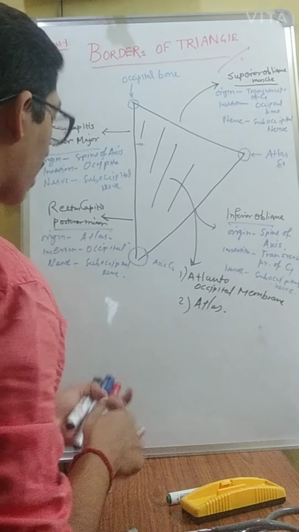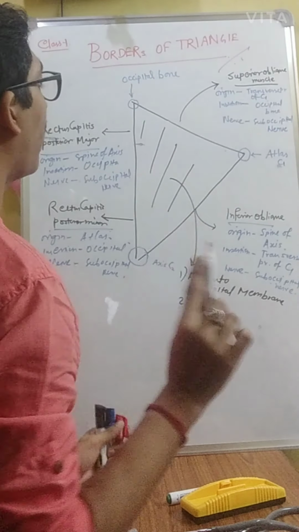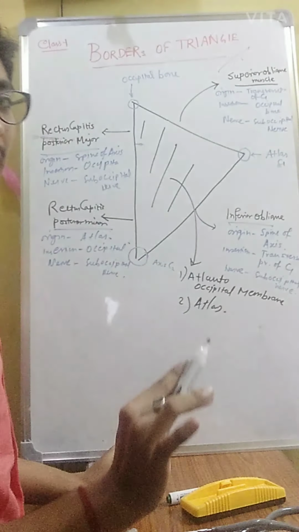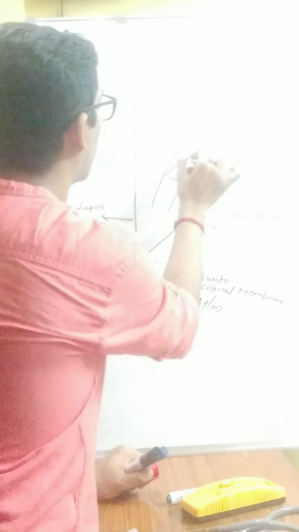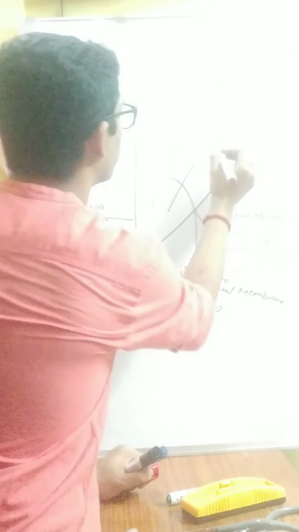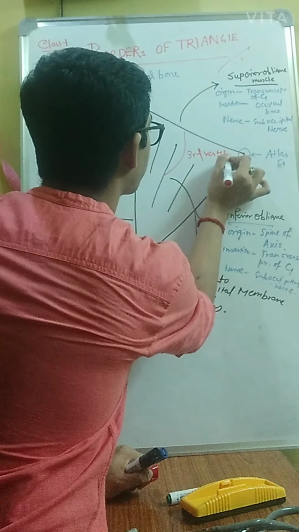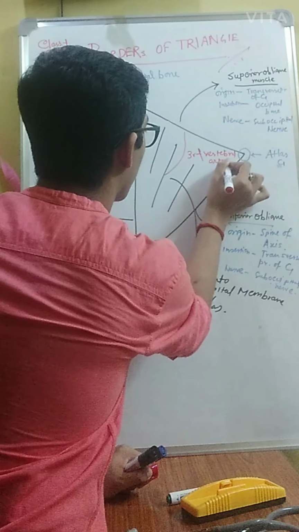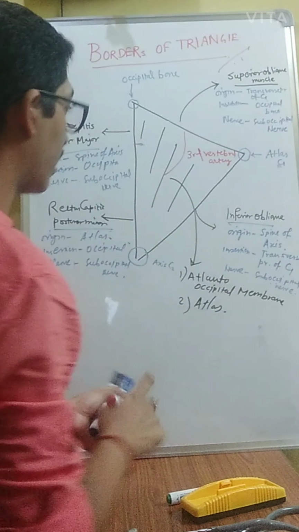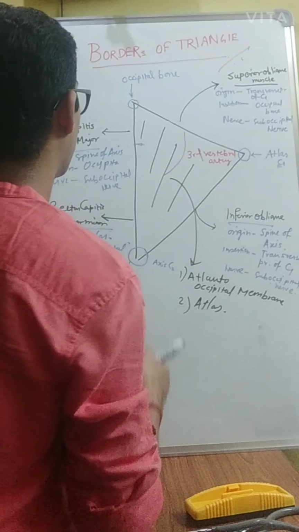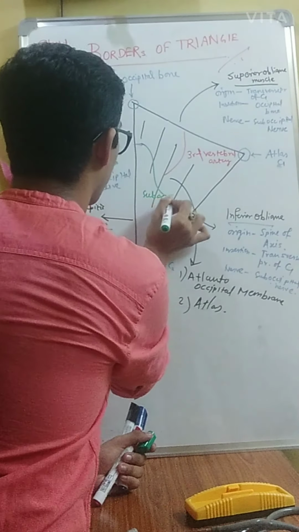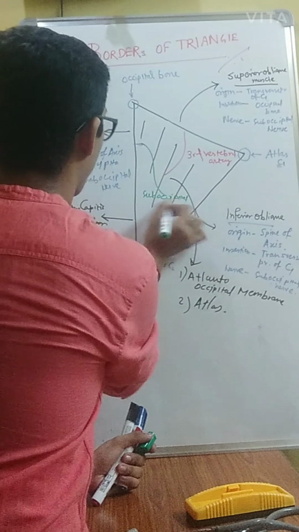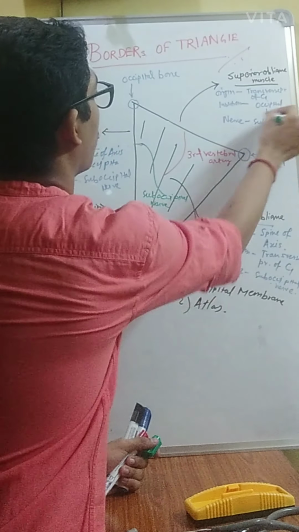Now what are the contents? The main important contents of this triangle are the third part of the vertebral artery, and another very important content is the suboccipital nerve.